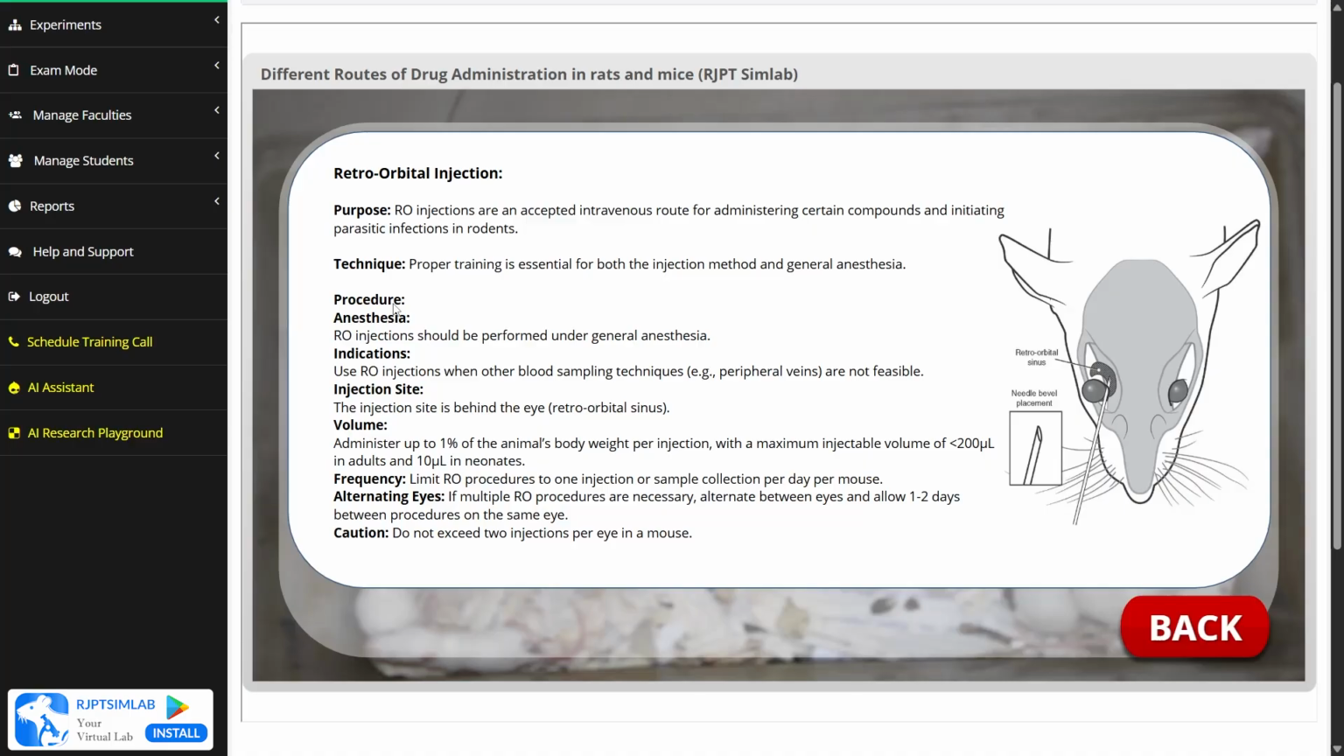The procedure of this route is, firstly, the anesthesia. The retroorbital injection should be performed under general anesthesia. We have to keep the rodent under the anesthetic effect so that it does not move or interrupt.